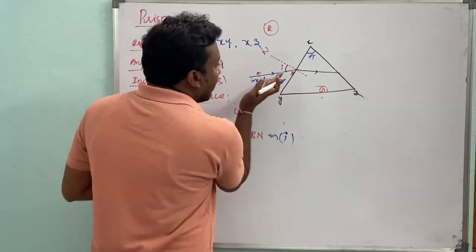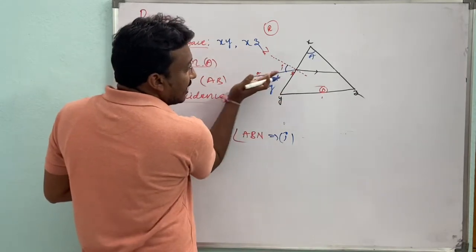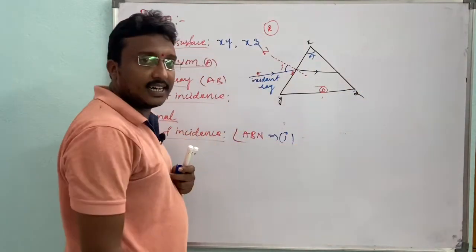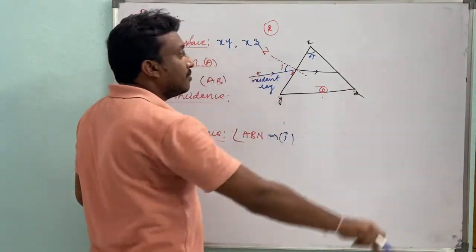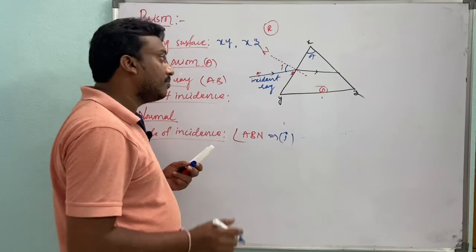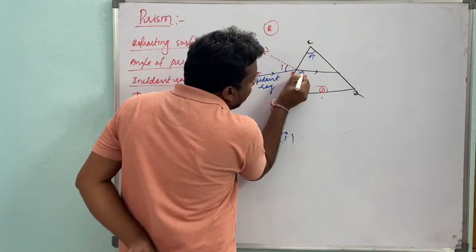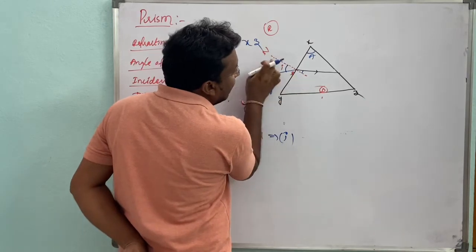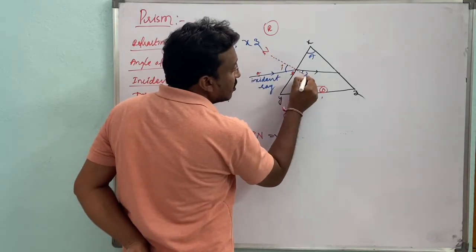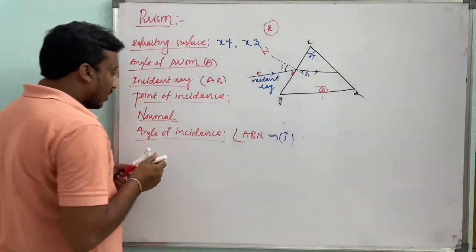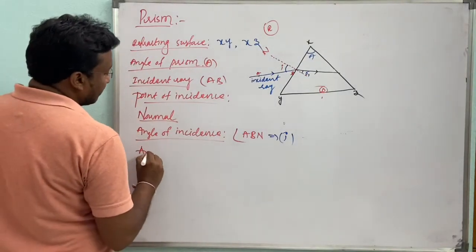Then the incident ray AB, when it falls on the prism, refracts into the prism. Here the refracted ray makes an angle with the normal. This is called the angle of refraction.